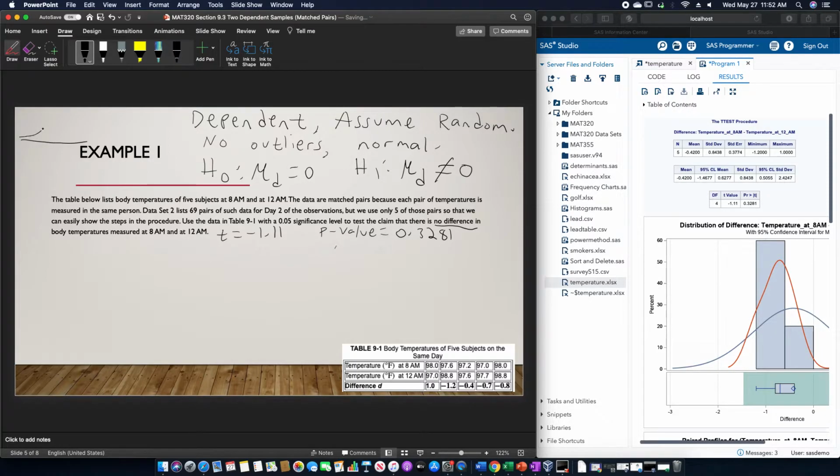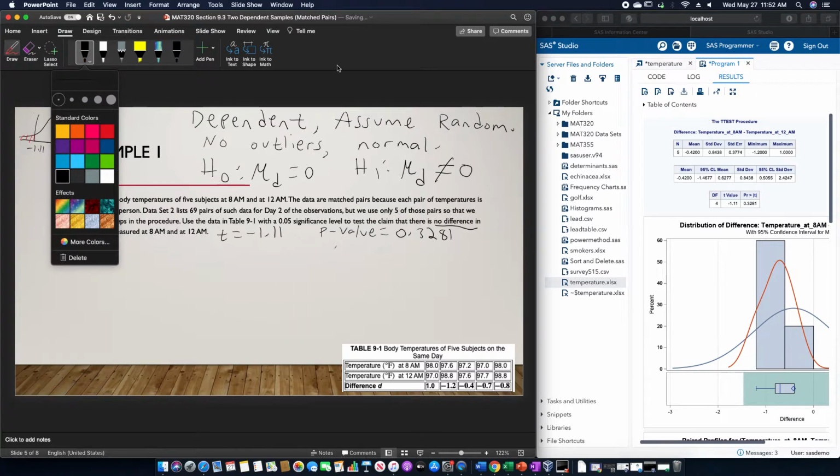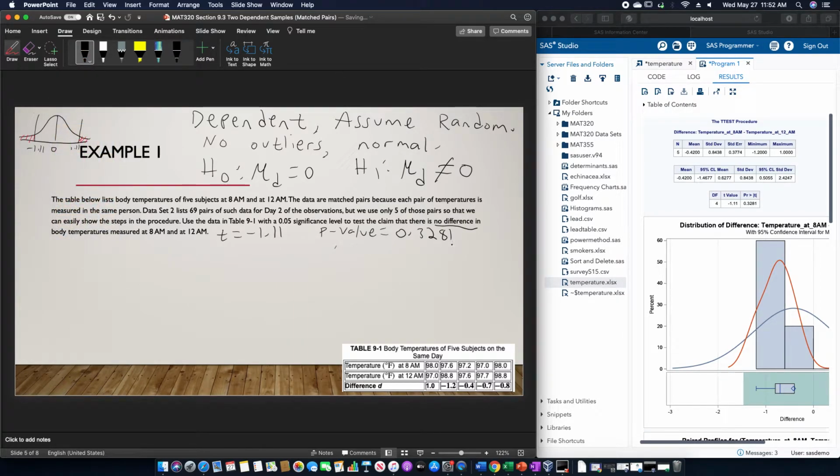If I draw out the normal distribution for this, and a value of negative 1.11, and we have positive 1.11 on the other side here. If we added up these two areas, which is again what we're doing in this two-sided hypothesis test, we would get the p-value of 0.3281.